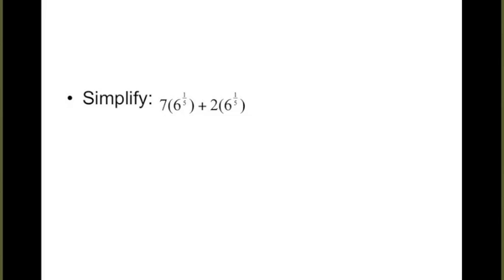To balance out that longest problem in the assignment, here's the quickest problem in the assignment. In this problem, I have 6 to the 1/5. I actually have 7 of them. And I have another 6 to the 1/5, and I actually have 2 of them. So if I have 7 of them and 2 of them, how many of them do I have when I put them together? I have 9 of them.